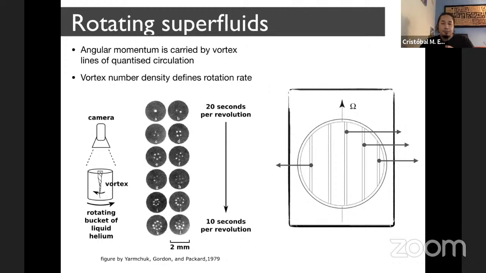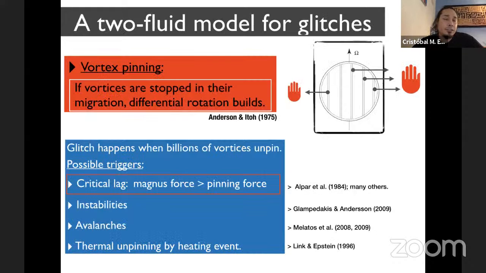Now, because the star is slowing down, these vortices need to move radially outward in order to account for the slowdown of the pulsar. And if you stop that migration of the vortices, which is what people call pinning, and the more of these vortices you stop, then you're storing angular momentum. If you release them all of a sudden and all at once, then a lot of angular momentum is released. Just because of conservation of angular momentum, you accelerate the crust at the same time that you slow down the superfluid. And that would be a glitch. So this is, very quickly, what the models are like.